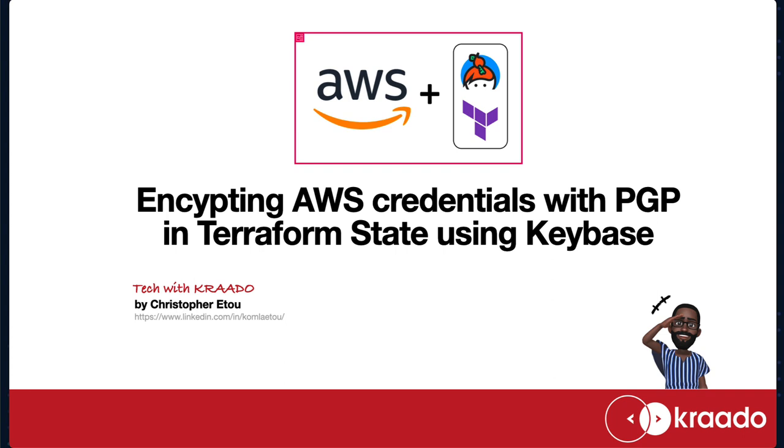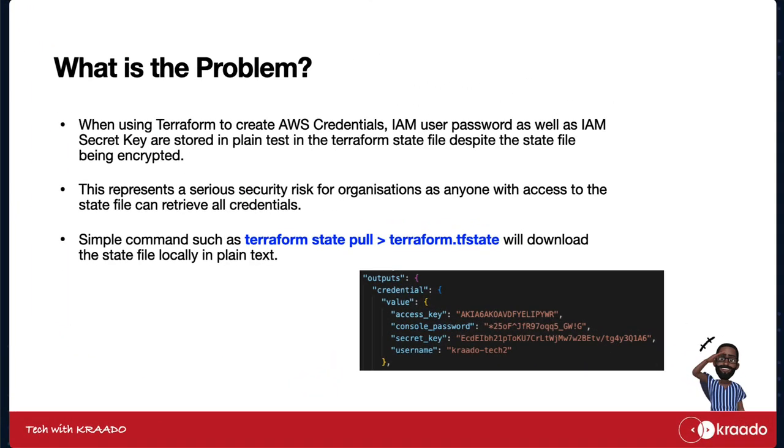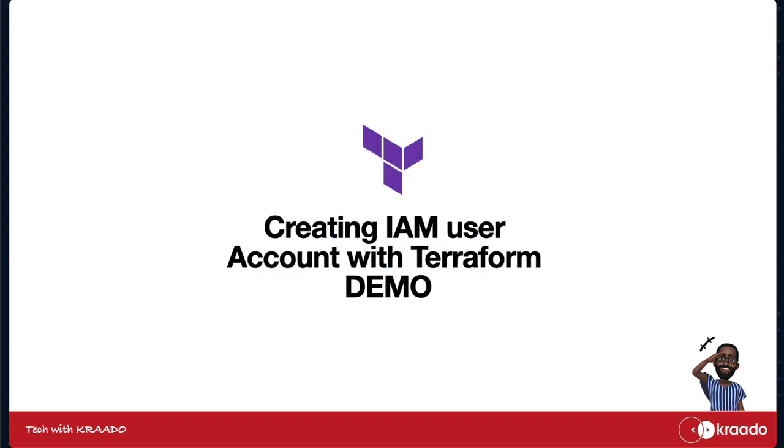My name is Chris. Today, we'll learn to encrypt AWS IAM user password and AWS secret key in Terraform State file. It is important to note that when using Terraform, credentials such as IAM user password as well as IAM secret key are always stored in plaintext, despite the state file itself being encrypted. This represents a serious security risk, as any ill-intended person that gets hold of those credentials can easily compromise your infrastructure. Let's jump to our first lab to create a user and then examine the state file.